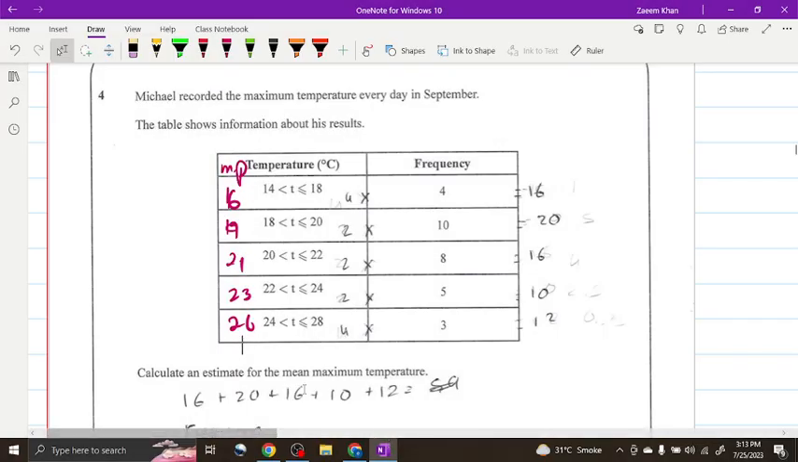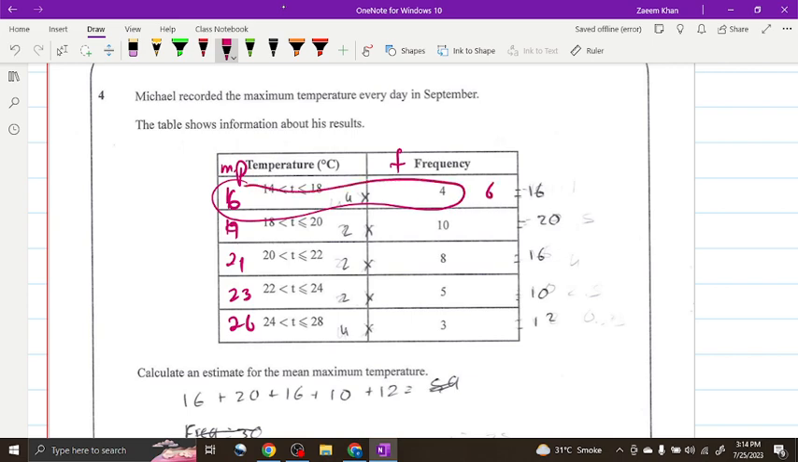Okay, what do we do next? We found out the midpoint, we have the frequency with us. What do we do with these two values? Do you times them together? We multiply 16 with this 4, and what do we get? 64. We'll make a new column over here that says fx.